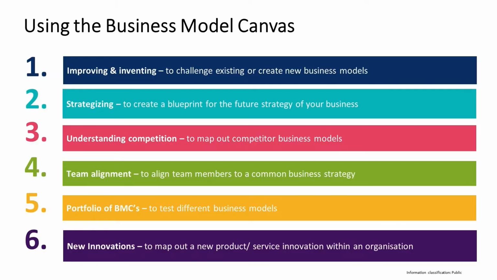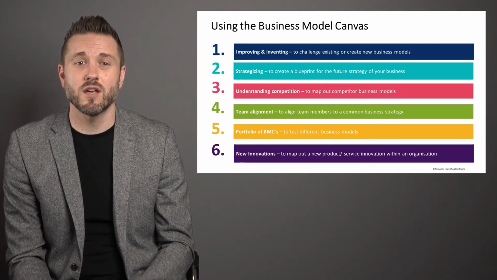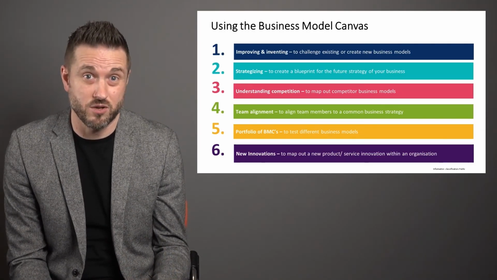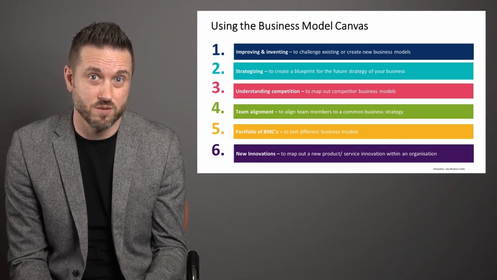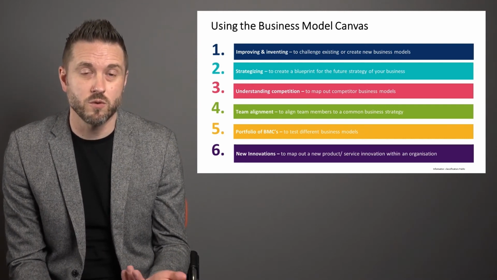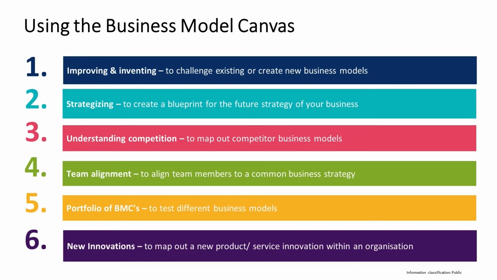Now, this screen here tells us all about what different areas a model canvas can be used for. And there's 6 on here that I'm using today, just to give you some examples to bring that to life. But why would we want to do that? So you can have several model canvases for your business. So number 1, we can think about improving and innovating.